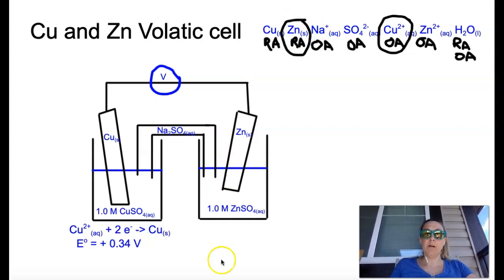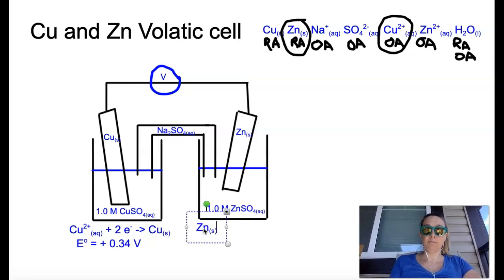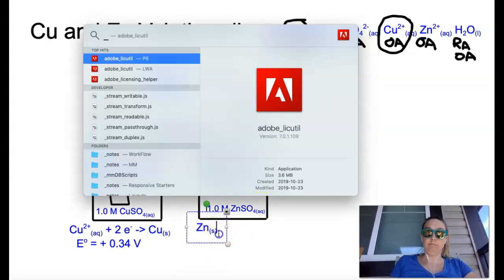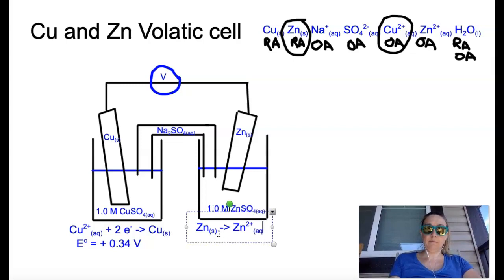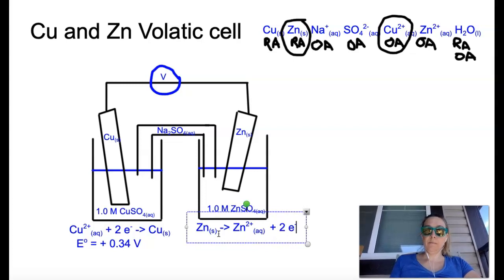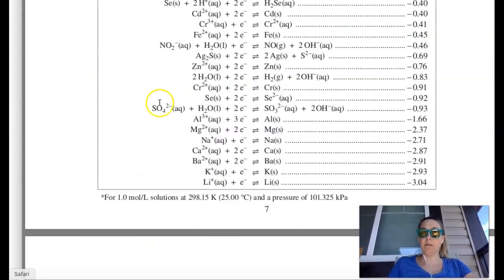Okay, so again, we're going to write that half reaction underneath this beaker where we have that zinc solid turning into zinc 2+ plus 2 electrons. Okay, same deal. We want to go get that E0 value. That naught just means that it's at standard conditions. It does mean something special, but you'll find that when we do redox, it's always going to be E0. Okay, so for the zinc, it's negative 0.76.